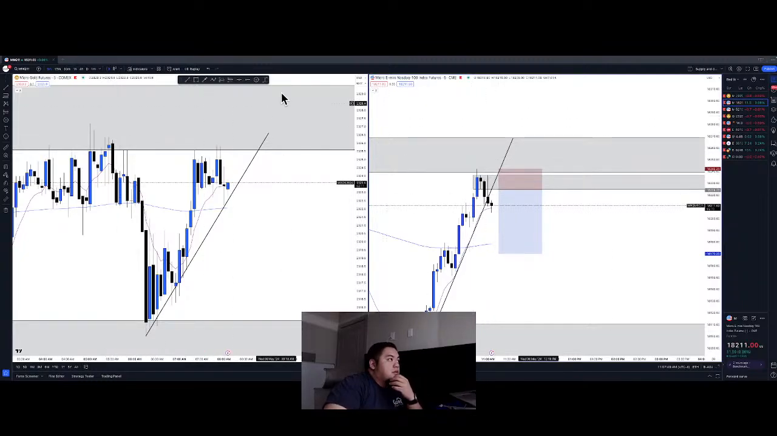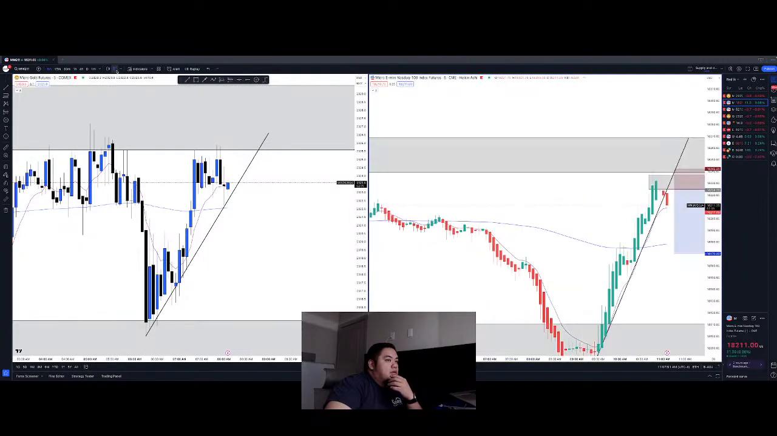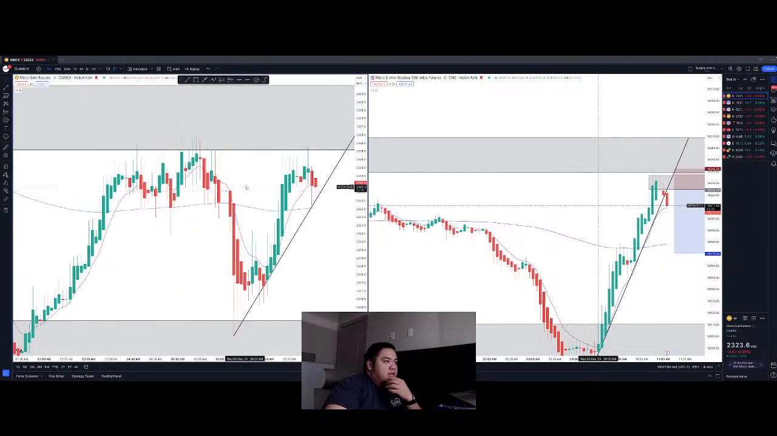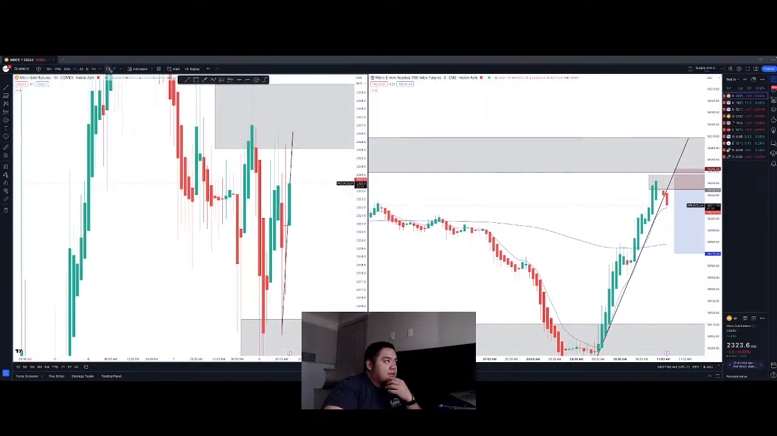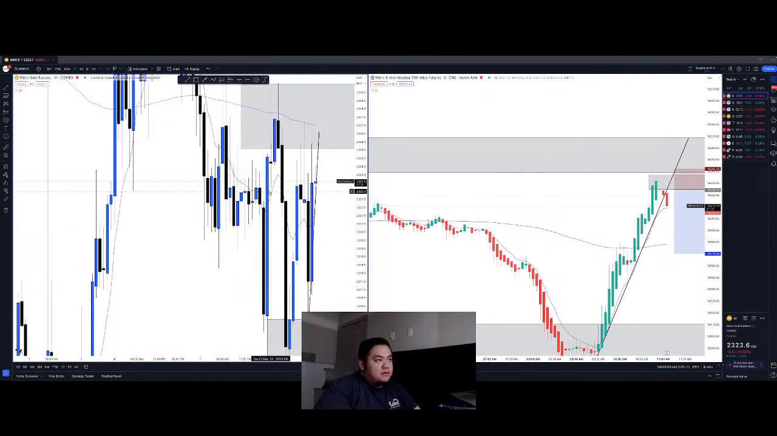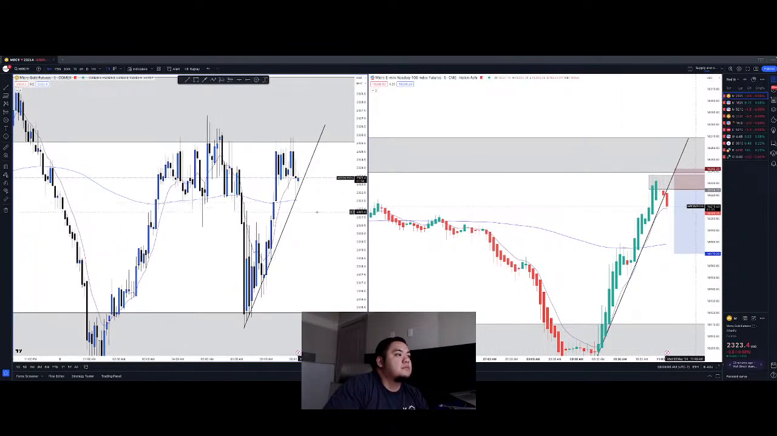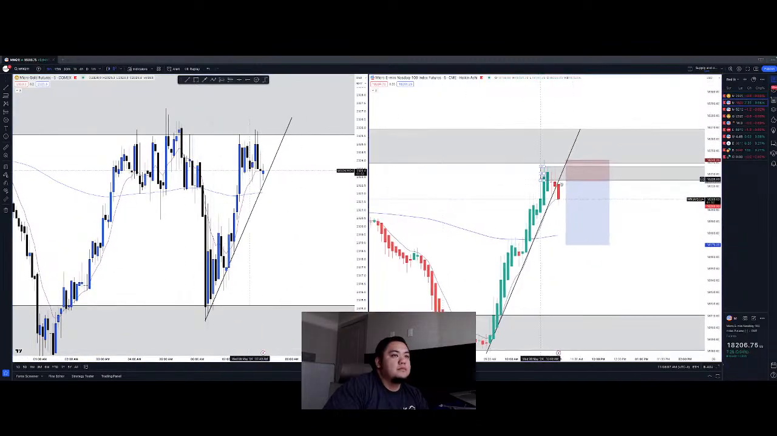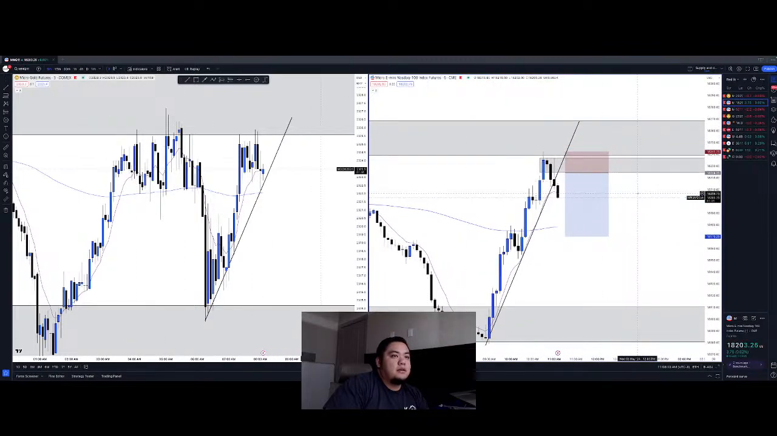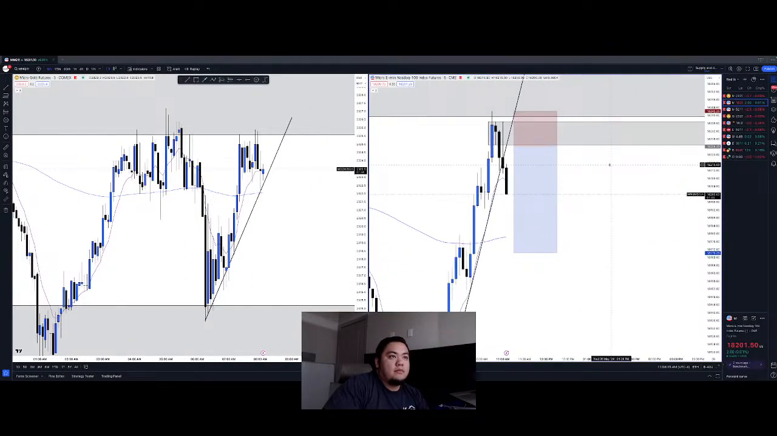I'm still in this trade. It's not looking the worst, but obviously that 1 hour is what concerns me. And I need to see this trend line break, so I'd like to see a big push down right now. Yeah, if I get that trend line break, we're coming down.